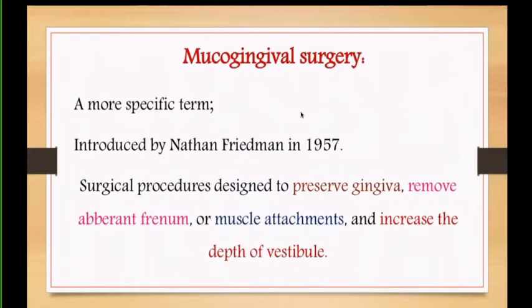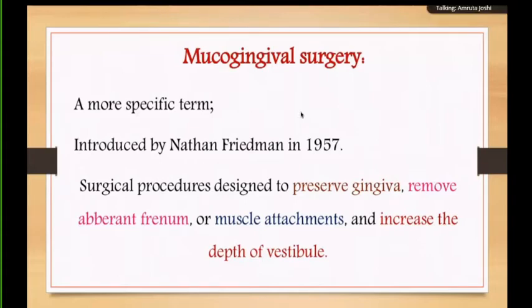But what is mucogingival surgery? To be more specific, these are the surgical procedures designed to preserve gingiva, remove aberrant frenum, muscle attachment and increase the depth of vestibule. So whenever you are asked in practical viva what is the purpose, why you want to do a mucogingival surgery, it can be any of these four things. You need to preserve gingiva, or you need to remove the aberrant frenum. I hope you all know what an aberrant frenum is. There is a classification of frenum from normal to aberrant, so make sure you know that frenal attachment classification. Then to remove any muscle attachment.